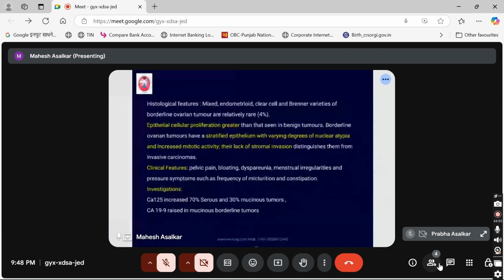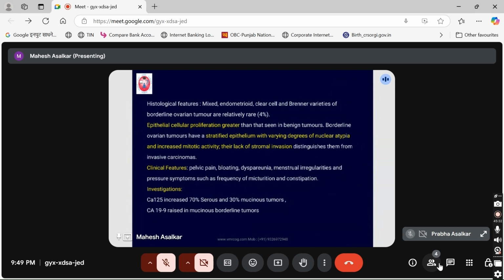Then histological features: mixed, endometrioid, clear cell, Brenner, etc. They account for 4% only. Epithelial cellular proliferation greater than that seen in benign tumors. So there is a high proliferation in this tumor. Borderline ovarian tumors have a stratified epithelium with varying degrees of nuclear atypia and increased mitotic activity. They lack stromal invasion that distinguishes them from invasive carcinomas. So high proliferative activity but no invasion. That is one of the characteristics of borderline ovarian tumor.